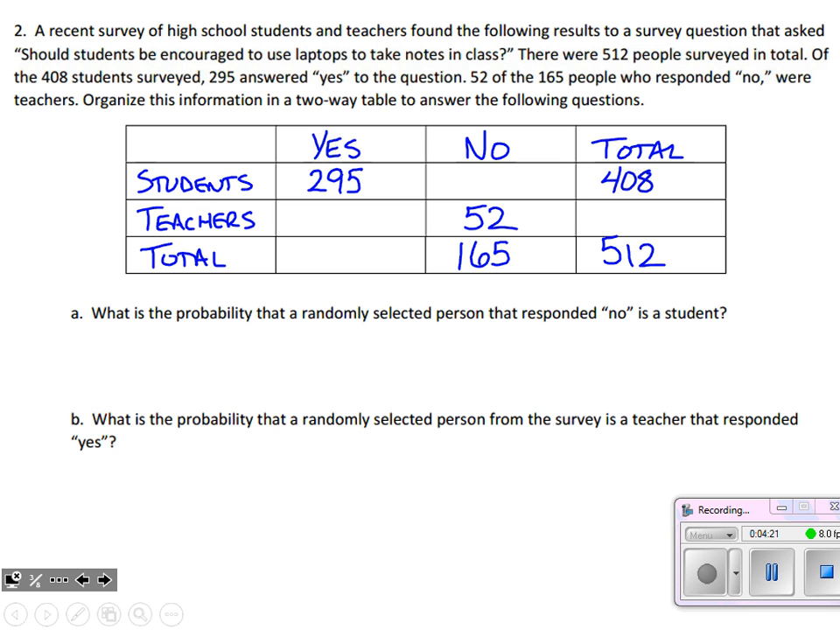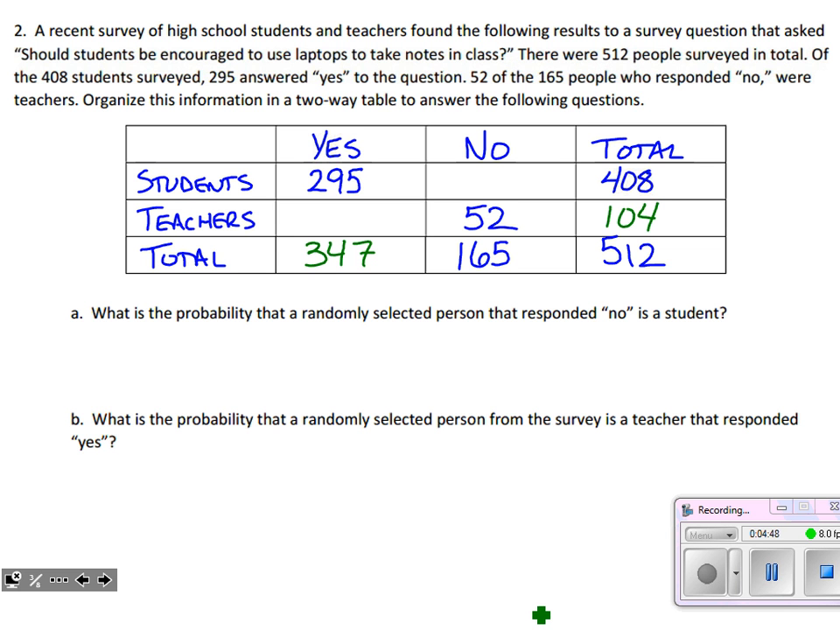All right, so there's the information that was just provided in the question. We're just going to have to use some simple subtraction to find the remaining values. So our total number of teachers had to be 104 to get that 512 total. Likewise, the total number of yes votes had to be 347 to make that row total up to 512.